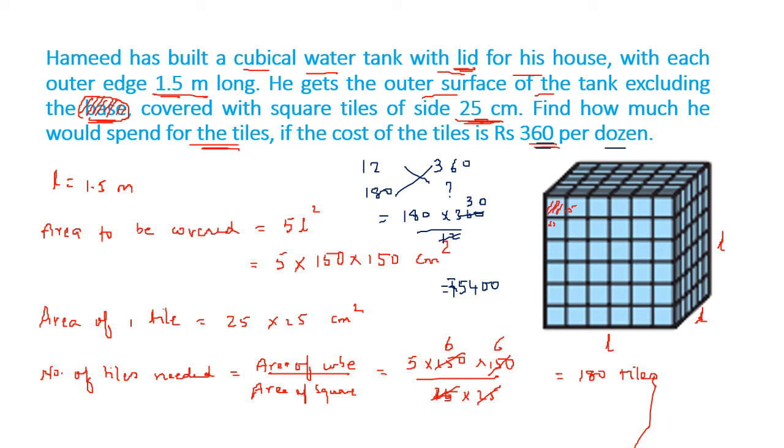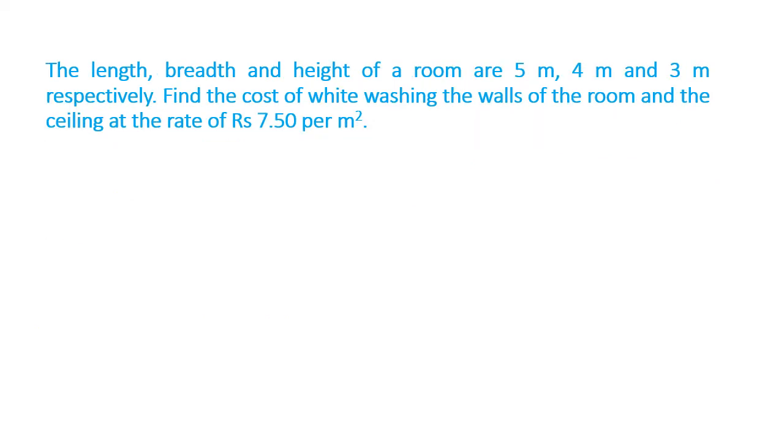Is it clear? Okay. Next one, let us see. The length, breadth and height of a room are 5 meter, 4 meter and 3 meter. We have to find the cost of whitewashing the walls and the ceiling at 7.50 rupees per meter square.